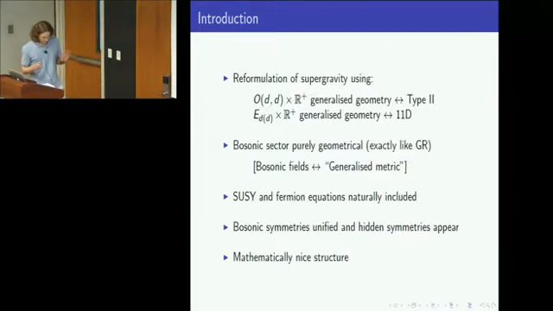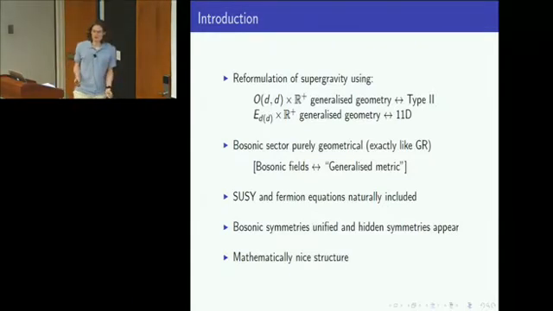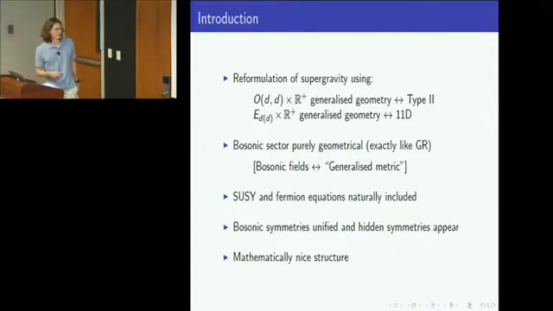And the punchline is that we can write the bosonic sector of these theories in such a way that the equations look geometrical, exactly like GR, but in generalized geometry. We also find, kind of miraculously, that the supersymmetry and fermions come out of this very nicely, even though we never put it in the construction. And we find that the symmetries are unified, and we see the hidden symmetries appear. It's a nice structure.